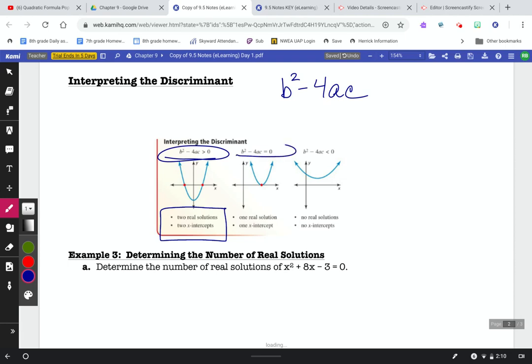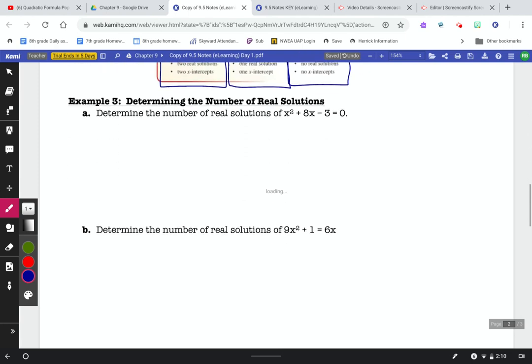If your discriminant is equal to 0, it means you have one real solution. It crosses or hits the x-axis at one spot, so there's one x-intercept. And if your discriminant is less than 0, it means you have no real solutions. It will never hit the x-axis. Okay, so these go a little bit faster.